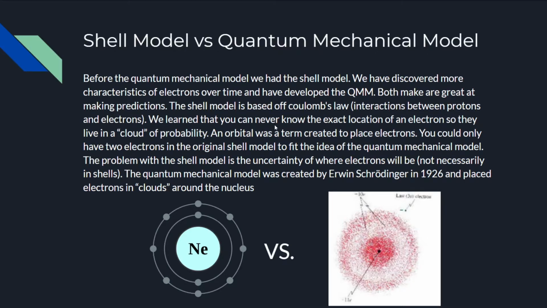And so an orbital was a term created to place electrons, and you can only have two electrons in the original shell model. The problem with the shell model is the uncertainty of where electrons will be, and they're not necessarily going to be in that shell. So the quantum mechanical model was created in 1926 and placed electrons in clouds around the nucleus instead of in a determined place.